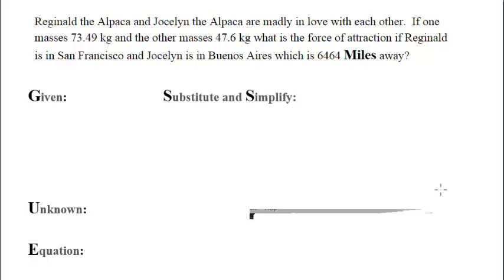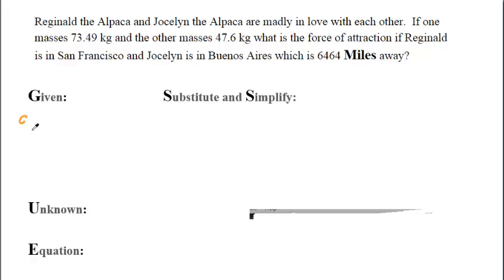Reginald the alpaca and Jocelyn the alpaca are madly in love with each other. If one masses 73.49 kilograms and the other one masses 47.6 kilograms, what is the force of attraction if Reginald is in San Francisco and Jocelyn is in Buenos Aires, which is 6,464 miles away? Now you'll notice that I've made miles very bold, and actually that's a hint.